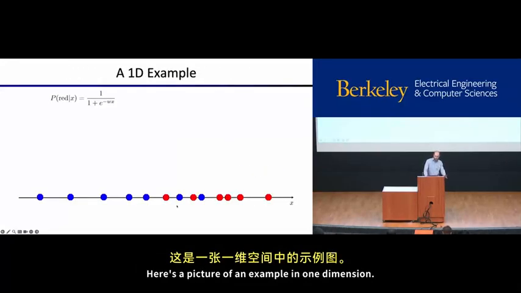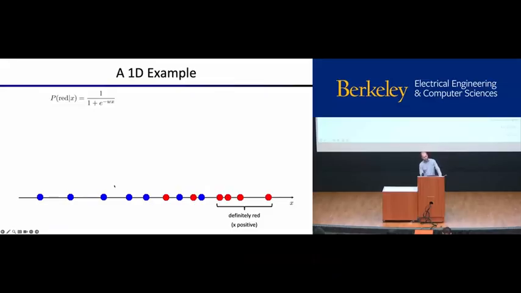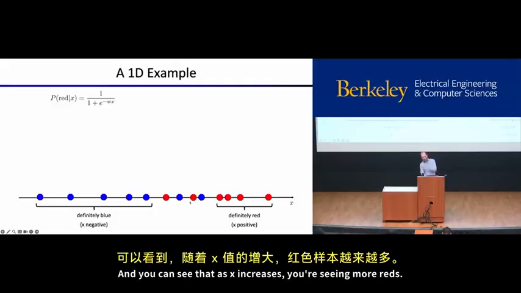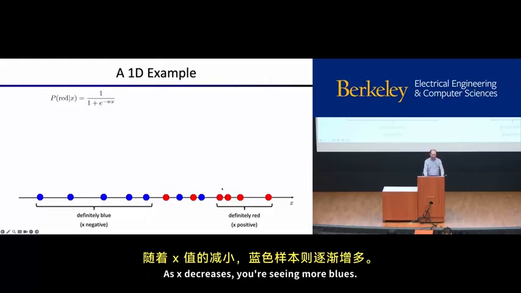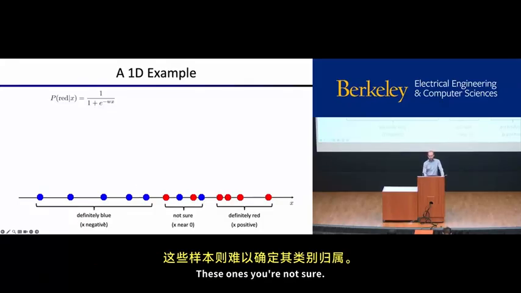Here's a picture of an example in one dimension. So we're classifying either red or blue. So red is the positive example. And you can see that as x increases, you're seeing more reds. As x decreases, you're seeing more blues. So these ones are kind of definitely red. These are definitely blue. These ones you're not sure.